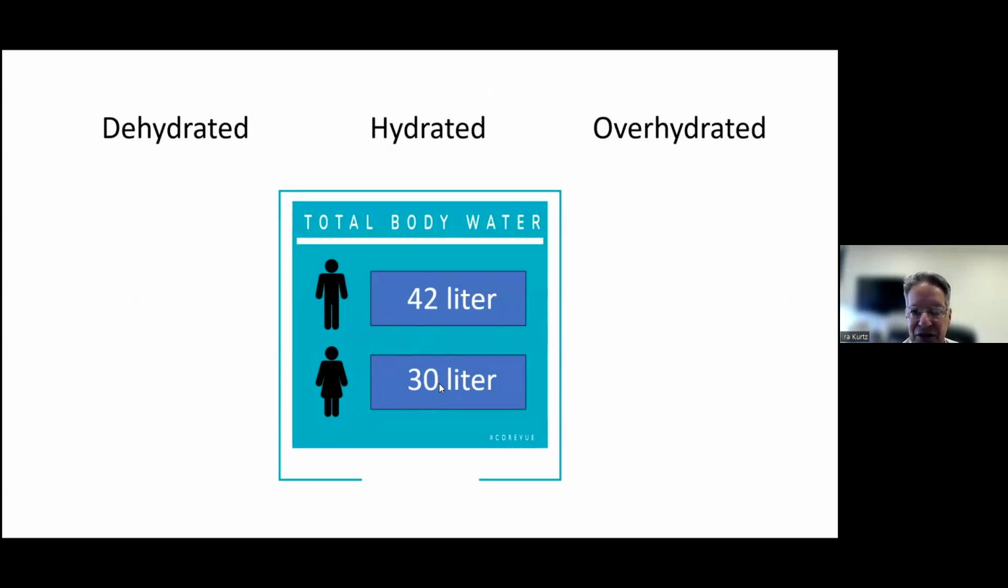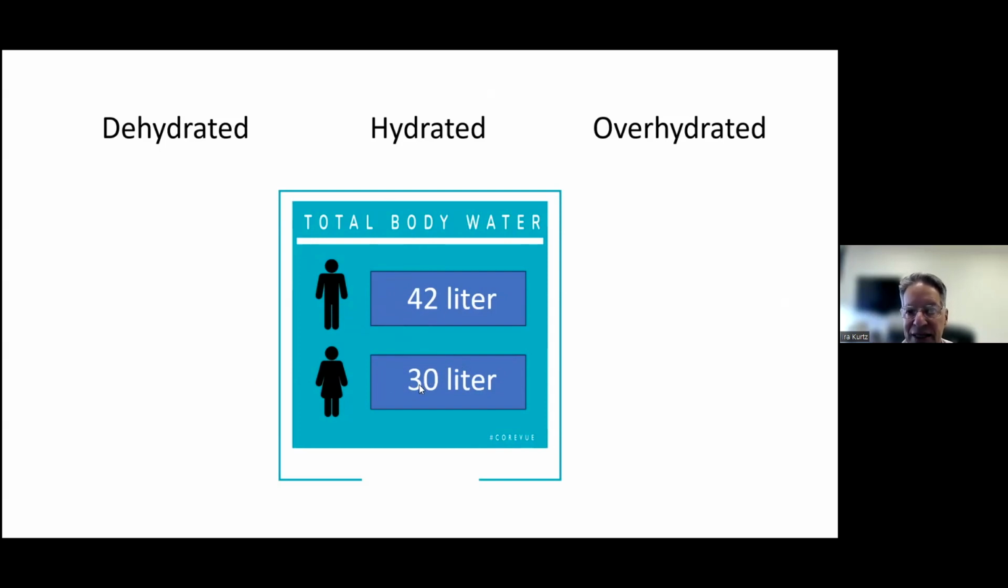Now, let's look at how this relates to these terms that we hear about all the time. I'm dehydrated, I'm hydrated, I'm overhydrated, people don't usually use. But when you use the term hydrated, what you should be saying is that you have the appropriate amount of water in your body. So for a man, it would be 42 liters, woman 30 liters, and that's called hydrated properly. Dehydrated would mean that this number decreased. So if it goes to 41 or 40 or 39, that man would be dehydrated. Or 29 or 28 for this woman, she'd be dehydrated.